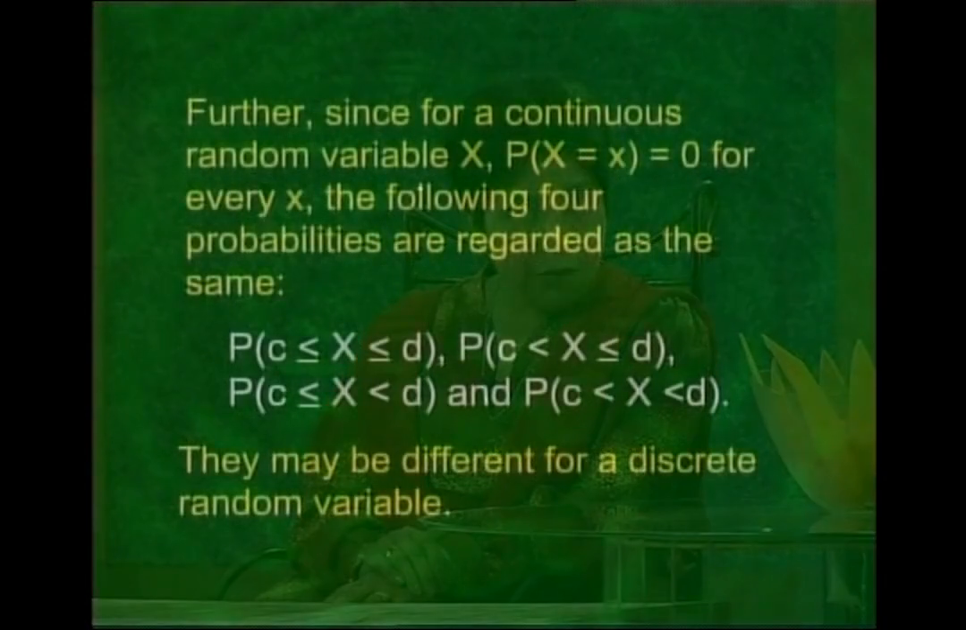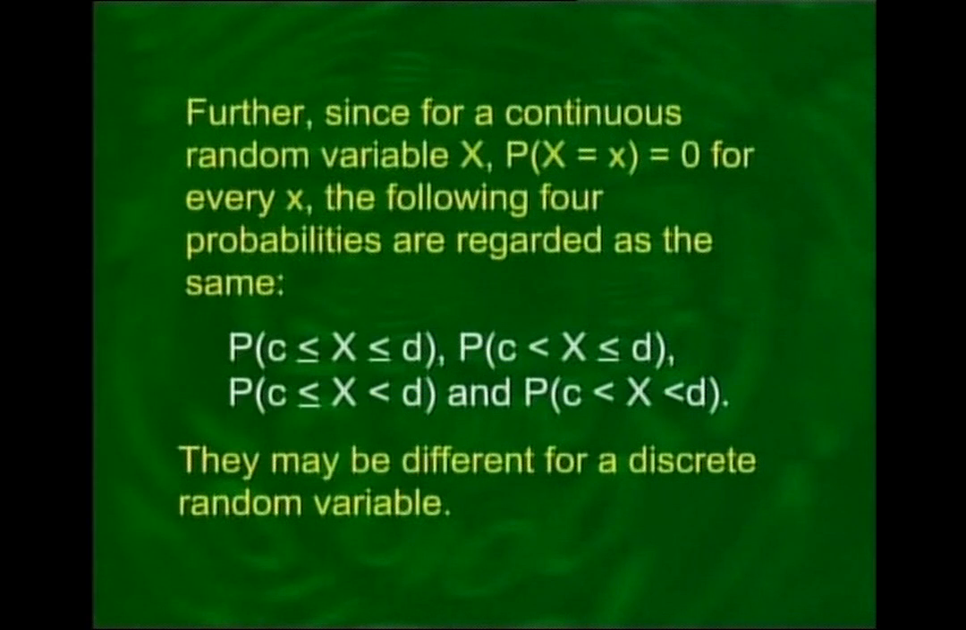And because of this fact, students, in a continuous situation, you can express the probability of any particular interval C to D in four different ways that I will now explain as you now see on the screen. You can write probability that X lies between C and D such that you write C is less than or equal to X, less than or equal to D, or C is less than X, less than or equal to D, or C is less than or equal to X, less than D, or C is less than X, less than D.